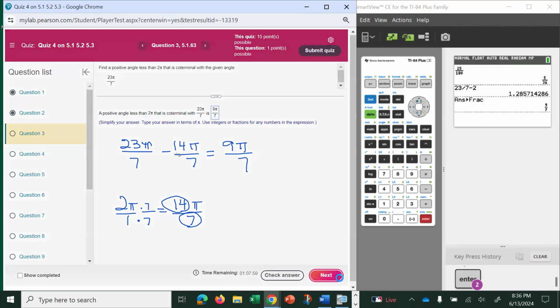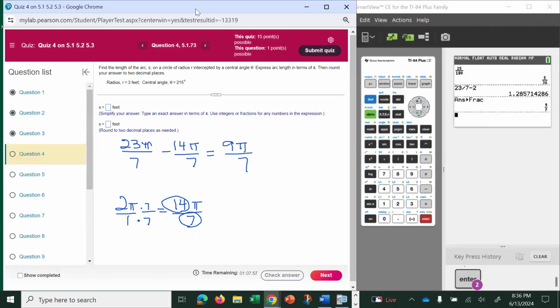Okay, number 4. This was one of the ones where we have to find the arc length S on a circle of radius R intercepted by a central angle theta. Express arc length in terms of pi, then round your answer to 2 decimal places.